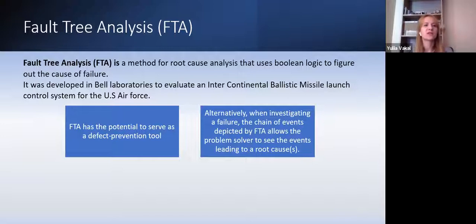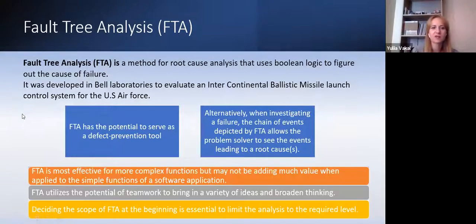So, okay, the last technique is fault tree analysis, FTA. It's a method for identifying root causes and uses Boolean logic to figure out the causes of failures. It was developed in Bell Laboratories for the Continental Ballistic Missile Launch Control System in the US. So you can see that it's formal as well. I would like to highlight that it's a formal technique.